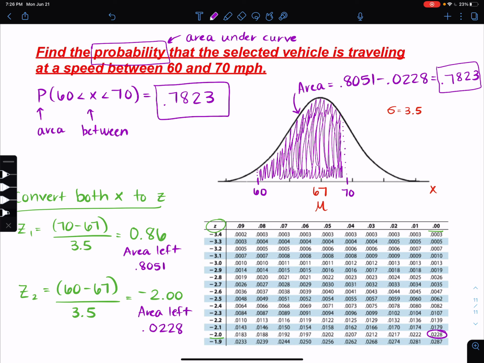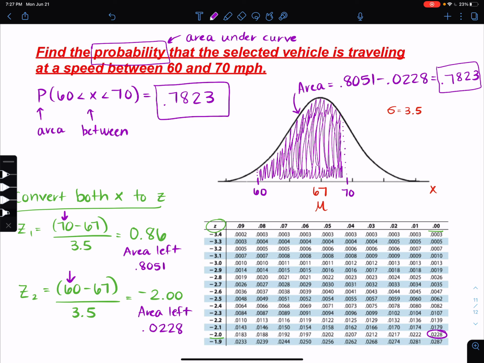Okay, so notice what I did here. I started it off the same way. I wrote down what I was being asked to find. I sketched it out. I shaded it to make sure I knew what was going on here. But then I took each individual value and converted it to z by itself. Okay, so like right here, I took 70, subtracted the mean divided by the standard deviation. Then I took the other value of 60 and did the exact same thing.